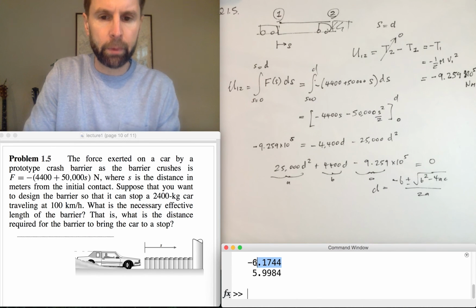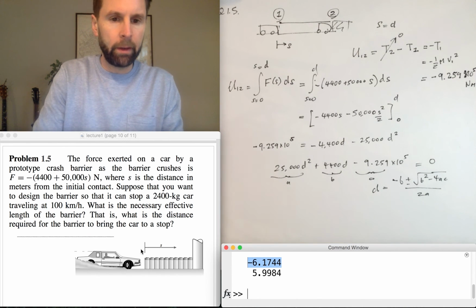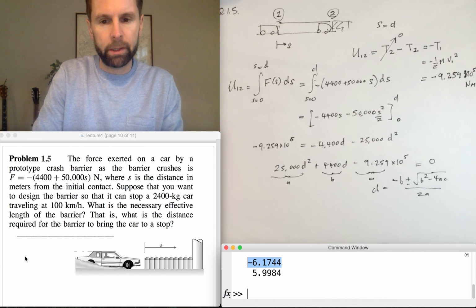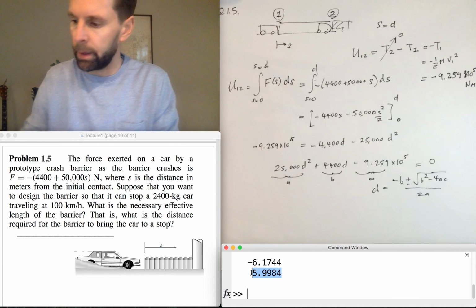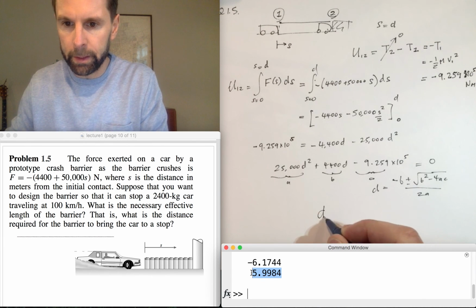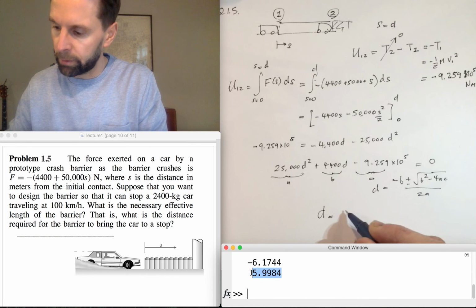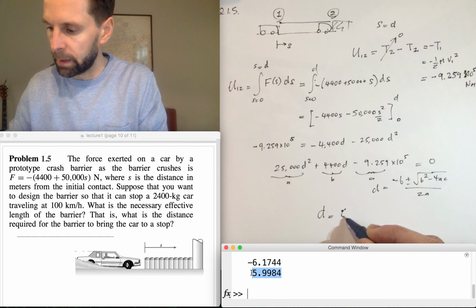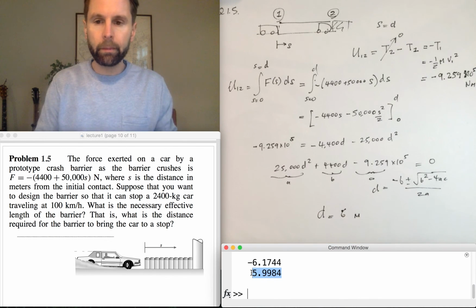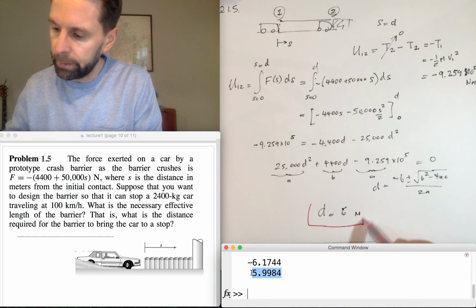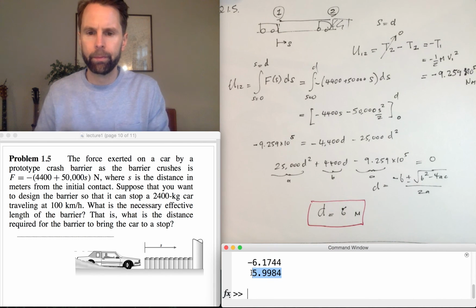Okay, so this first one is negative, so this would mean the stopping distance would be over here somewhere, so that's obviously nonsense, so we can ignore this first one. It's this one that we're interested in. So our answer is D equals, to three significant figures, 6 meters. So that is the solution. Okay.